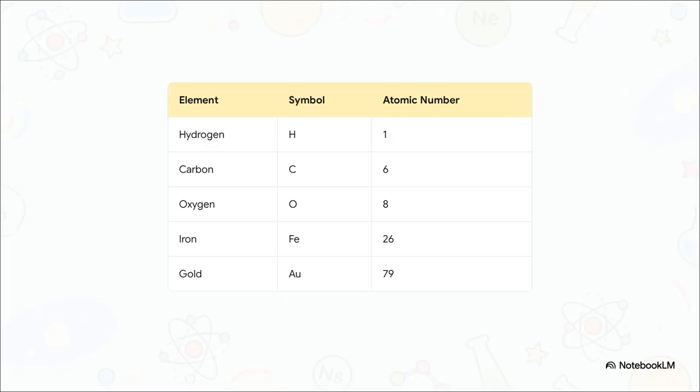See? Each element gets its own little box. It's got its name, a short symbol, and its defining feature, that atomic number, the proton count. So hydrogen, H, is 1. Carbon, C, is 6. And gold, Au, is way down at 79. It's just a perfectly logical system.